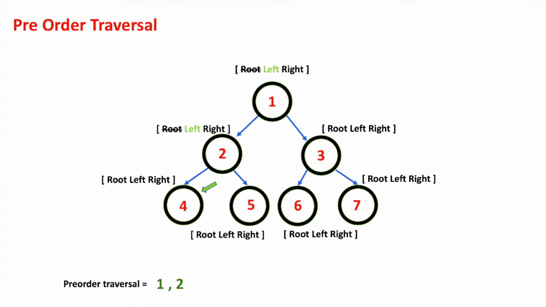And here also we will print the root node over here, that is 4. And then we will follow the second step of the algorithm, that is we will try to traverse the left subtree of this node. But in this case the left subtree of this element is null, so we will skip it. Then we will check the right subtree over here, which is also null, so we won't do anything. We will backtrack to its previous node, that is node 2.